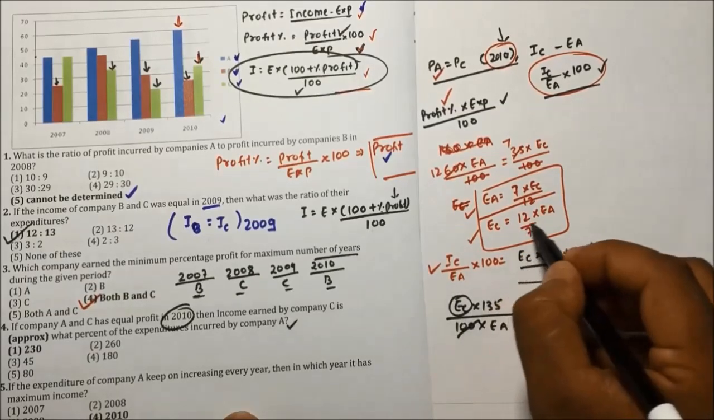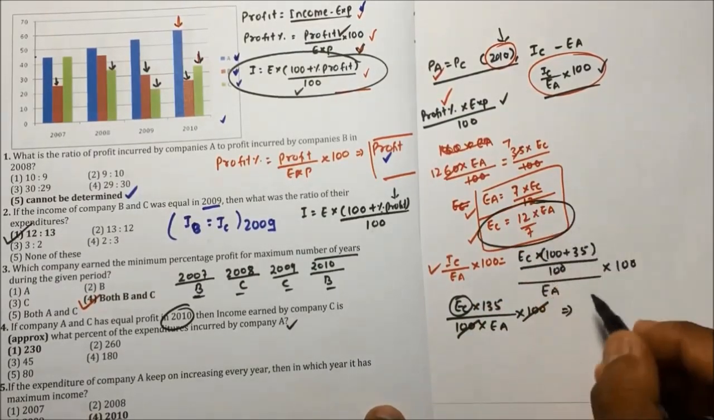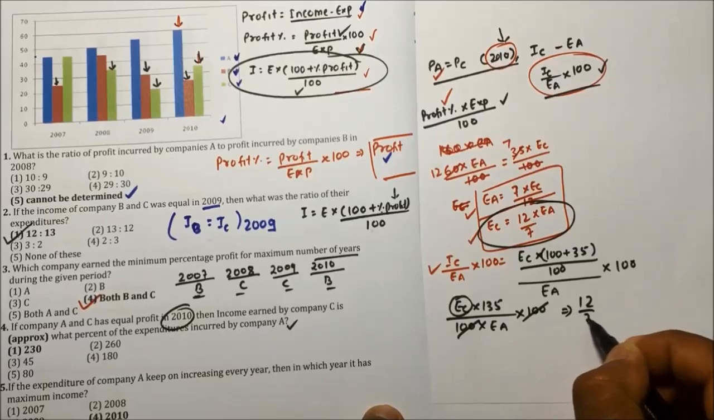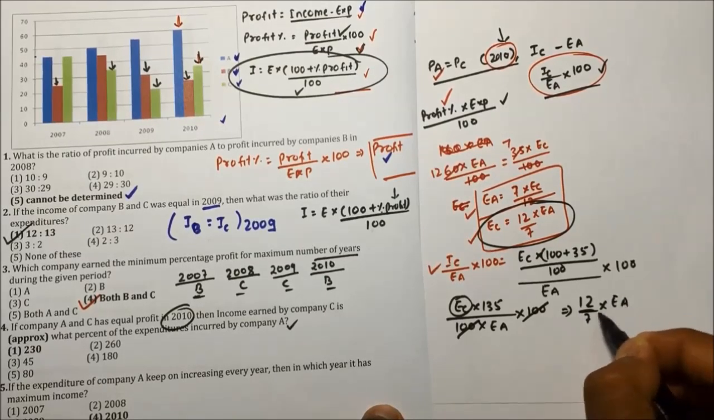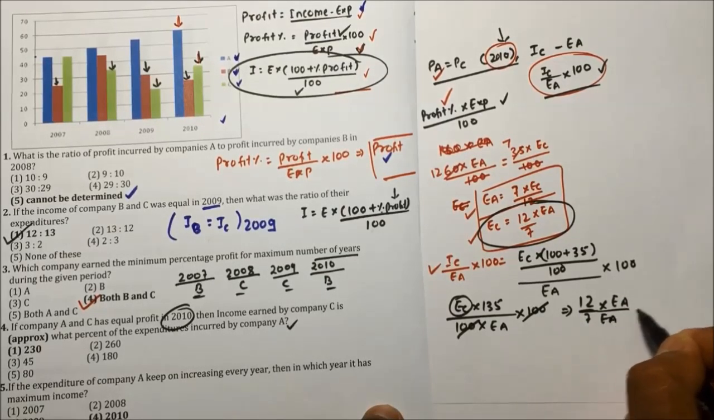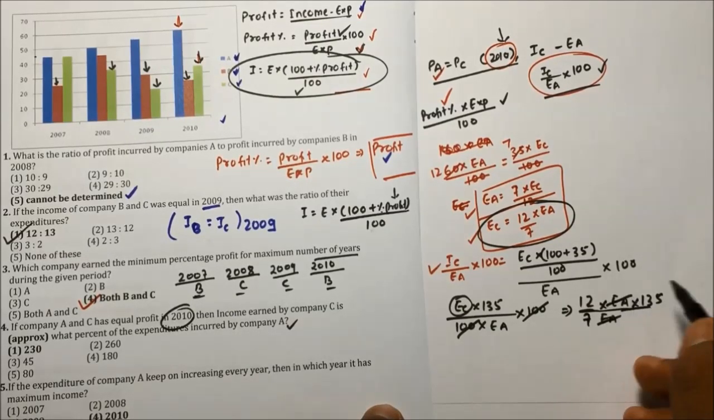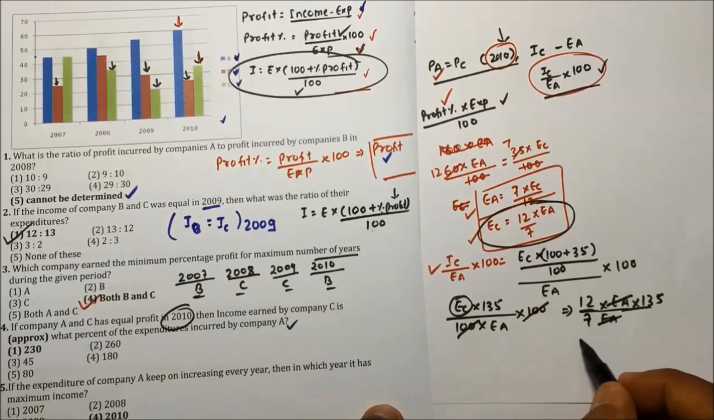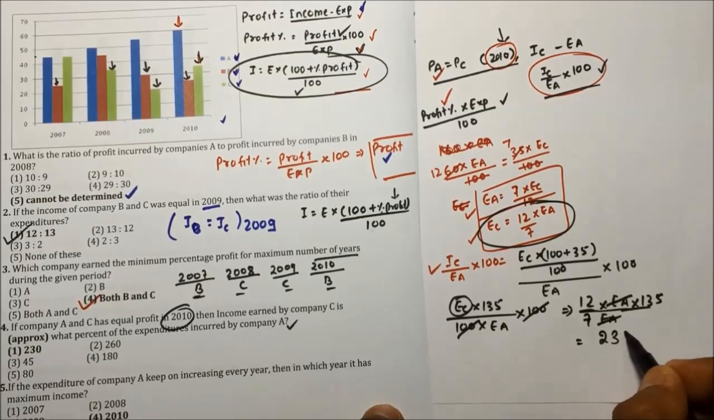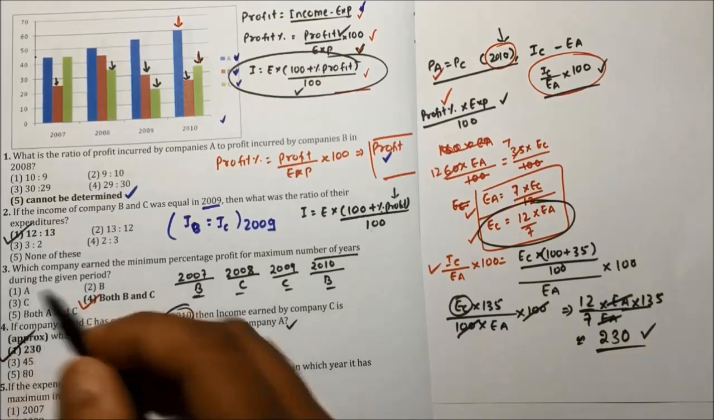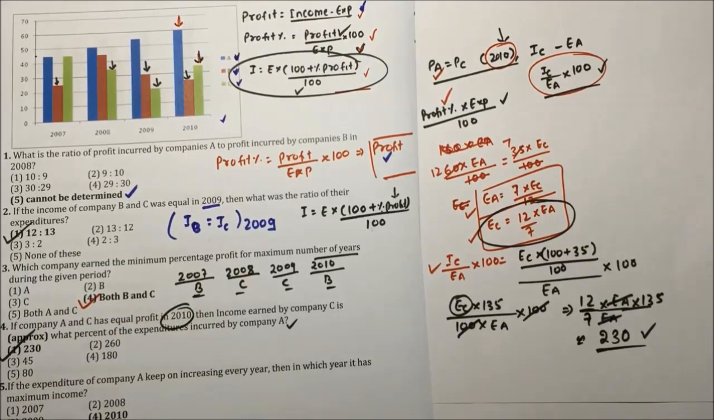E of C you can see, E of C I can replace by 12 by 7 into E of A and divided by E of A into 135. Now if we further simplify, then E of A and E of A will get cancelled, and this will be around 230. That means option A is the correct answer for question number 4, and this was a very good question out of all these 5 questions, right? Okay, now let's move to question number 5.